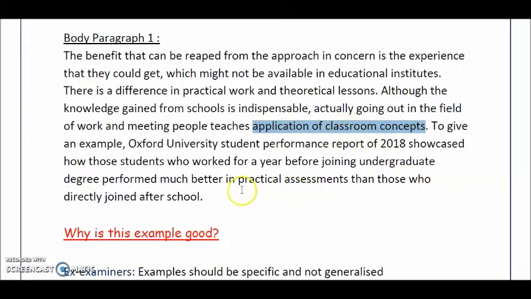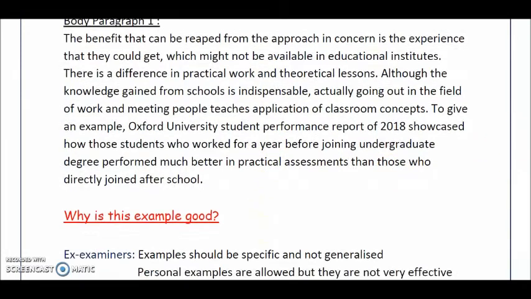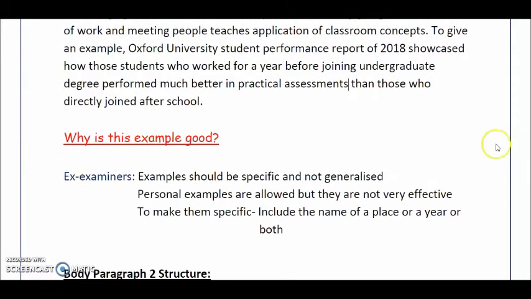Application of concepts, that means practical sessions. So here we are talking about practical assessments, and our example is directly relevant to our explanation, which is relevant to our idea. So this is a proper body paragraph 1. Now let's go ahead and see why this is a good example.